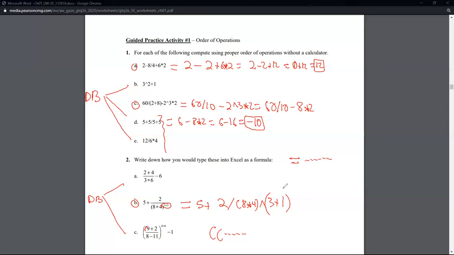All right, so again, discussion board, problem 1 and 2. From 1, we're going to do B, D, and E. From 2, we're going to do A and C. One per student, one per student, one per student.